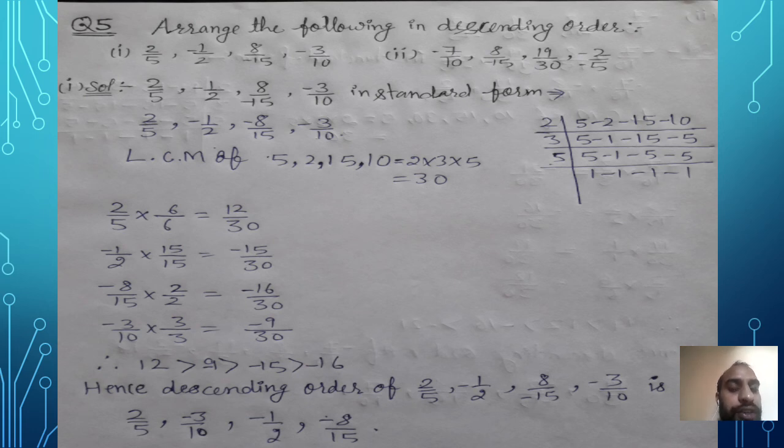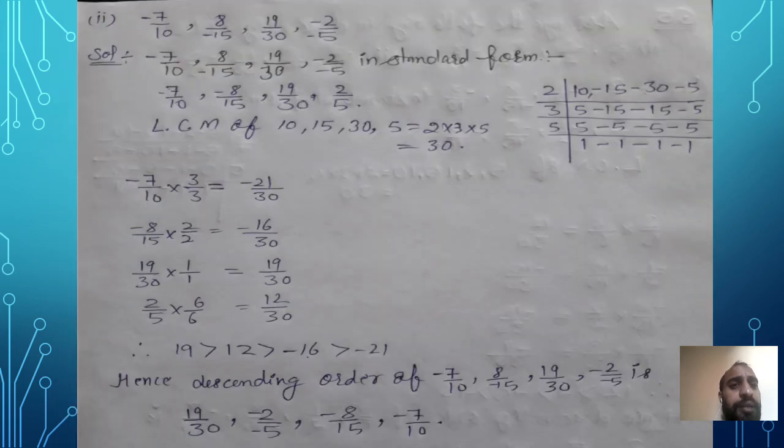So now, after making all the denominators equal, our next task is to check which numerator is greater. This time we are doing descending order, that means first we need the greater number. So the greater number is 12. The rest all have negative signs: minus 9, then minus 15 and minus 16. When the number is greater with the negative sign, its value is smaller. So now accordingly you can arrange once again. Descending order of the question is 2 upon 5, minus 3 upon 10, minus 1 upon 2 and minus 8 upon 15. Similarly we can take the second part.